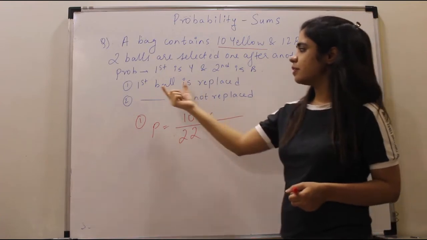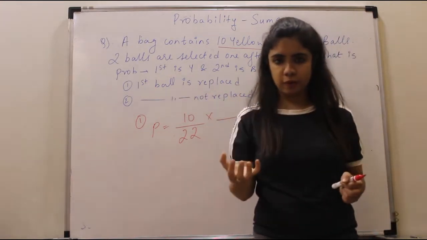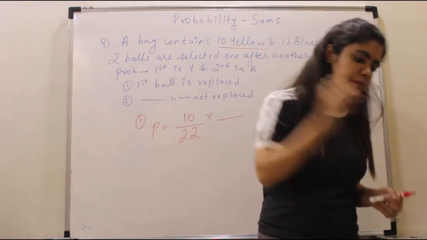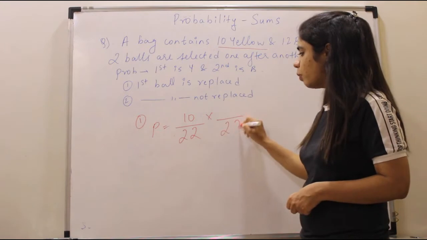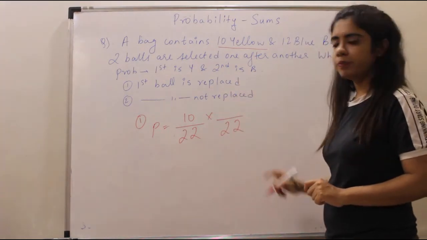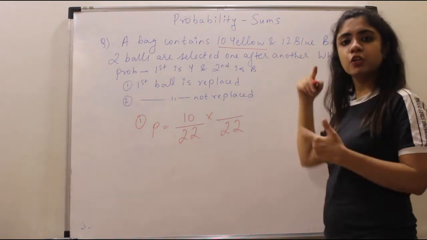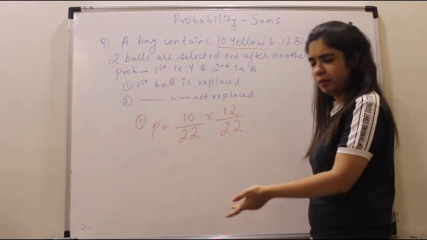Now the question is, the first ball is replaced. So what does that mean? I picked up a ball. It was yellow. I put it back in the bag. So I have 22 balls only. Now they are saying the second should be blue. How many blue balls do we have? 12 balls. So this will become 12. And this is how we simplify.